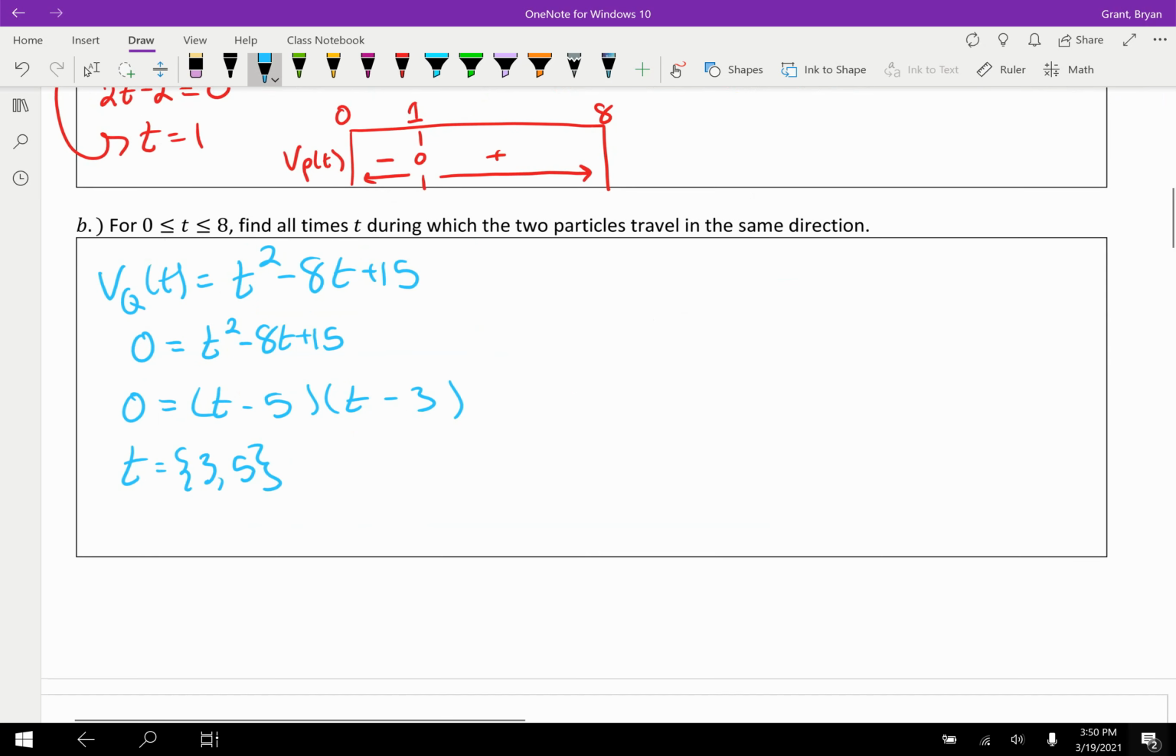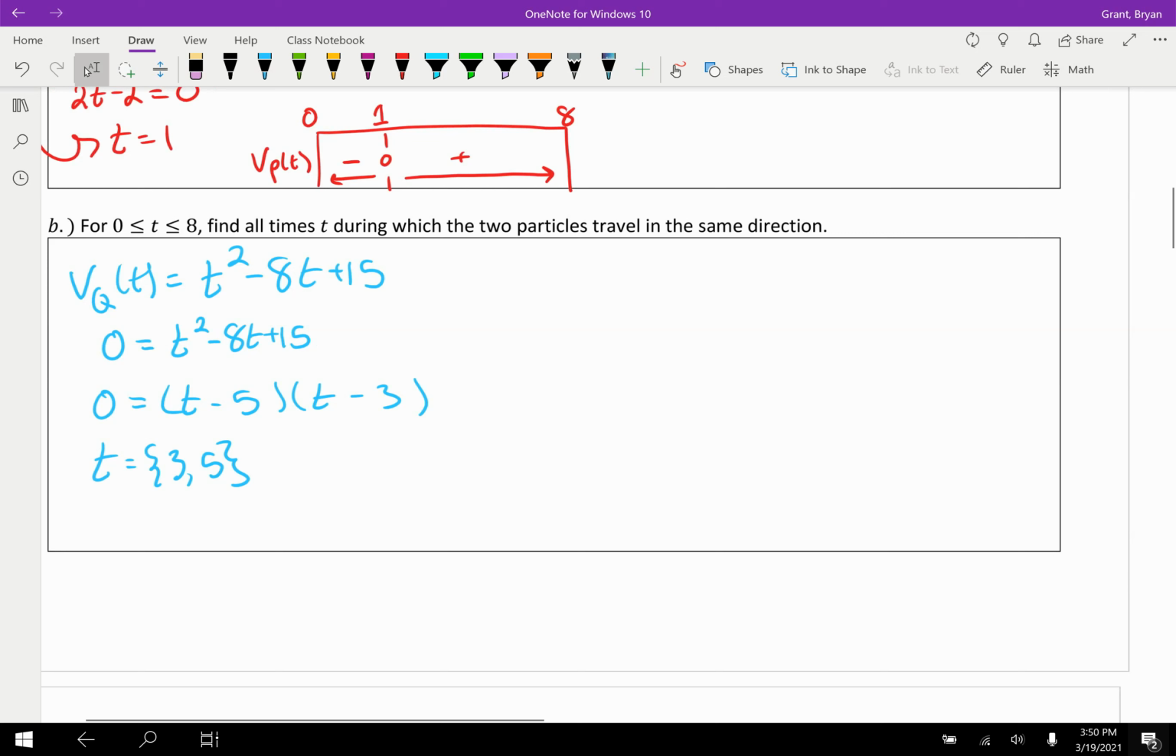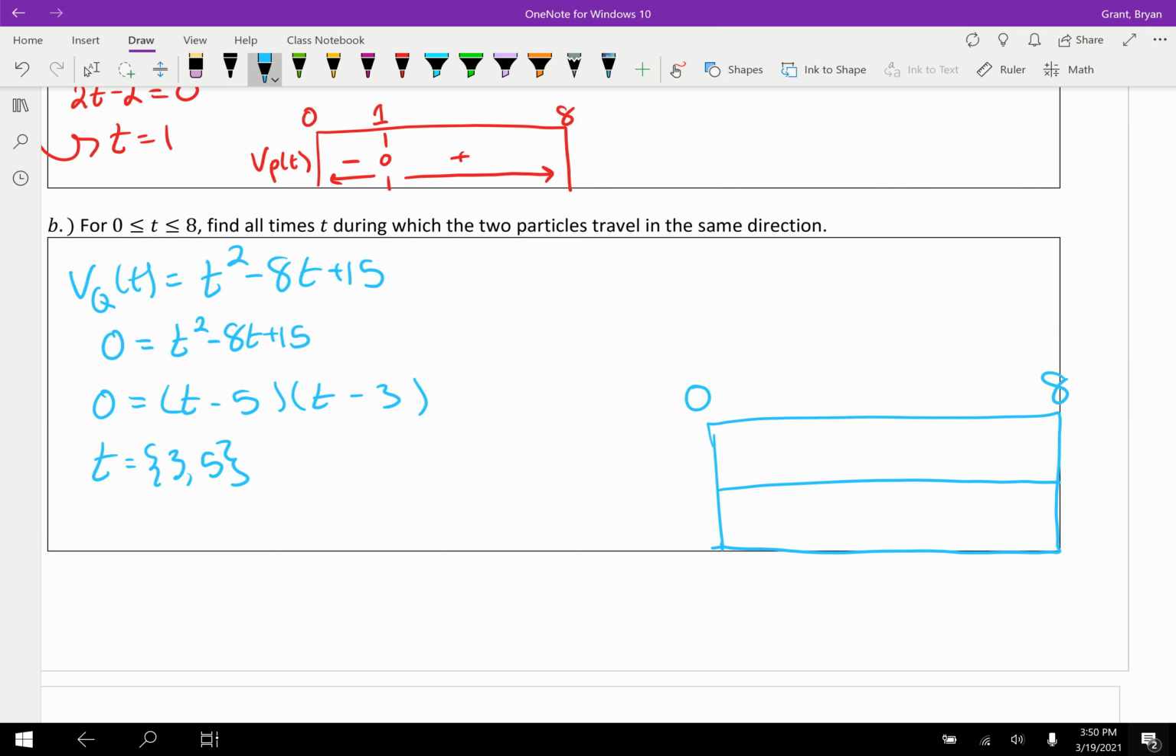Excellent. Now what? Oh yeah, let's actually do a double sign chart. I think that'll probably be pretty useful here. So we have this guy over here, we're going from 0 to 8. We know that 3 causes the velocity of particle Q to become 0, as does 5. And then we know that 1 causes the velocity of particle P to become 0. We already know these signs, and actually sometimes it helps students to subdivide this like so we can see all the different intervals where they match up. And then we have the velocity of particle Q.